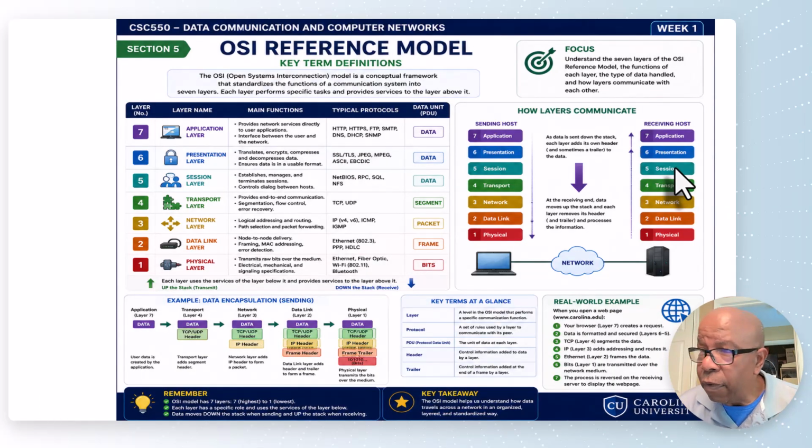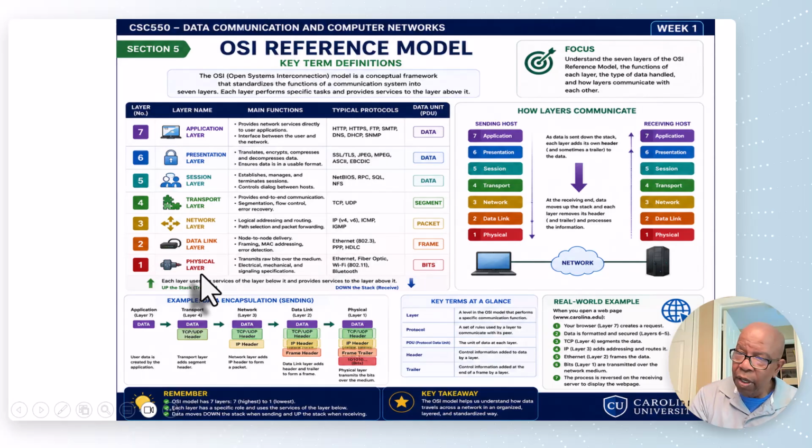Okay, the OSI reference model. The OSI, Open Systems Interconnect model, is a conceptual framework that standardizes the functions of communication systems into 7 layers. Each layer performs a specific task and provides services to the layer above it. So we have 7: the application layer, the presentation layer, the session layer, the transport layer, the network layer, the data link layer, and the physical layer. These are the different layers that we're going to have to go through in order to transmit the information from the sender to the receiver.